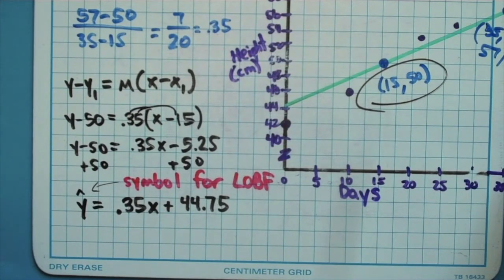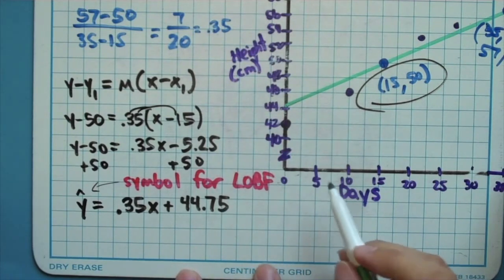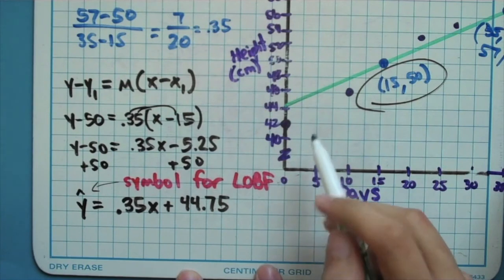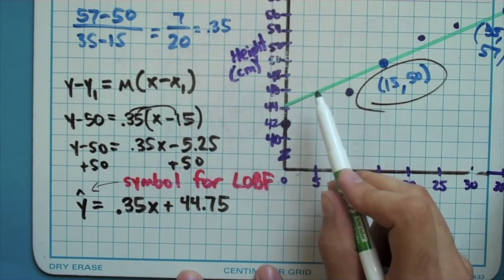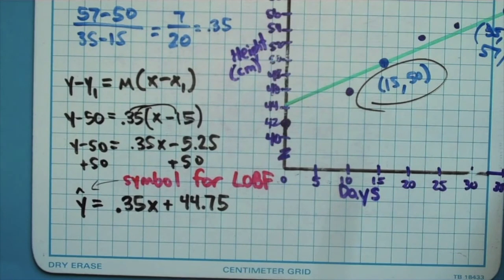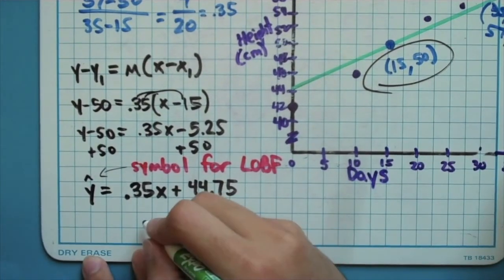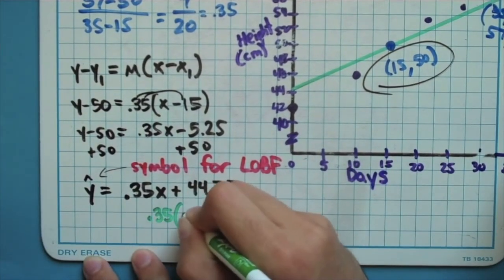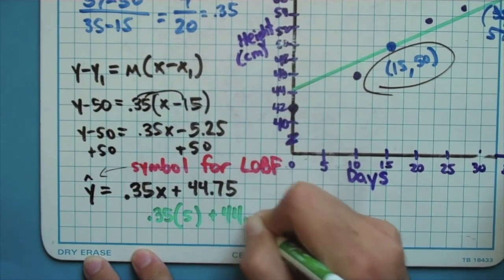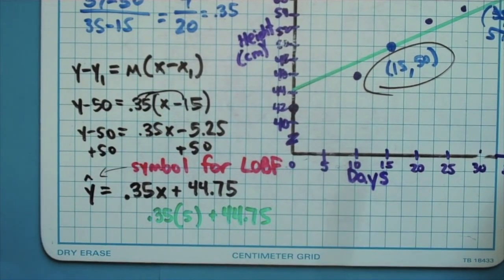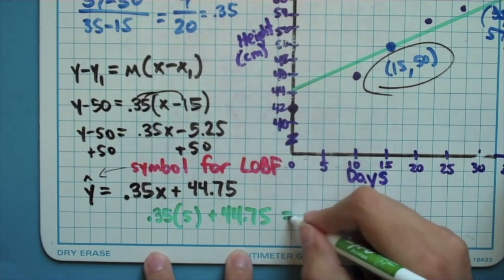But I do want to make just one final comment on this video. I talked earlier about how in 5 days it looked like there was going to be about 46 centimeters for the height. Now if I have an equation right here, the great thing about having an equation for your line of best fit is you can just plug in a 5 for x and see what you end up getting out. So if I do 0.35 times 5 plus 44.75, and I crank that out real fast, I do get 46.5 according to this.